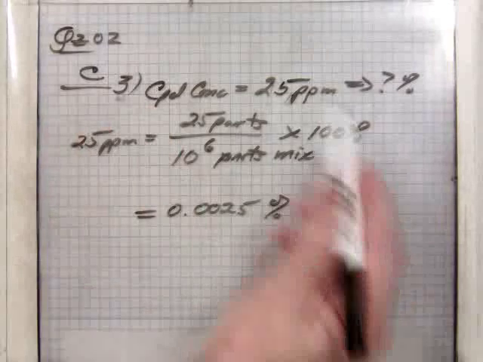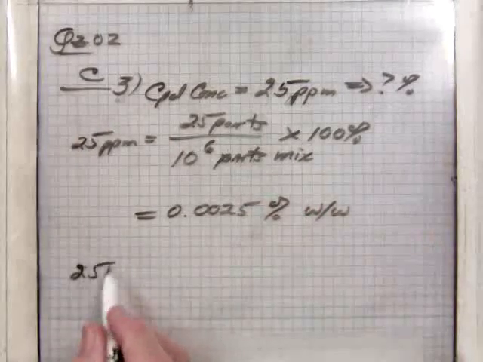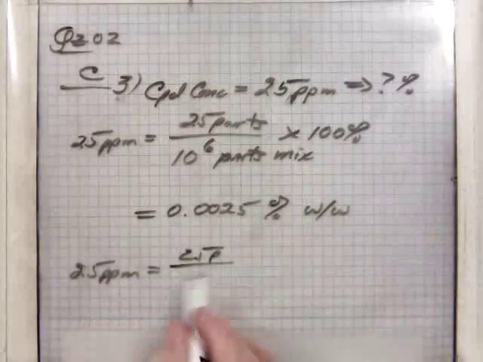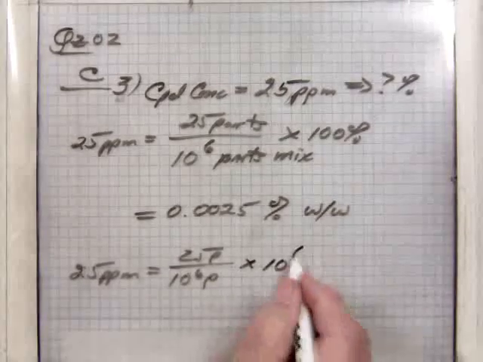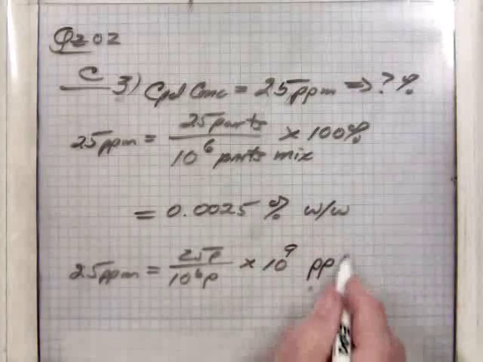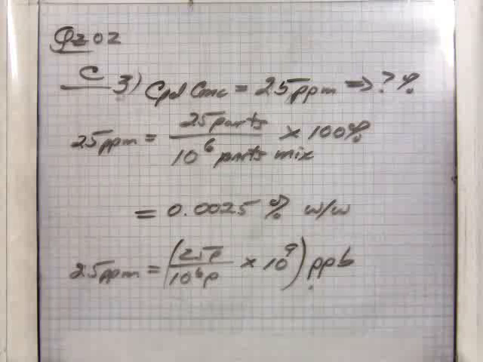Now, if you wanted to go to parts per billion, it would be the same issue. 25 parts per 10 to the 6 parts times 10 to the ninth. And then you could tag that with ppb if you needed to go to that dimension. So these are pretty straightforward once you see how they are applied relative to the definition of whatever you're trying to convert.